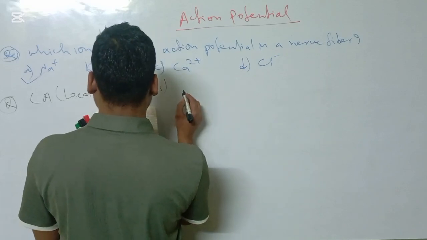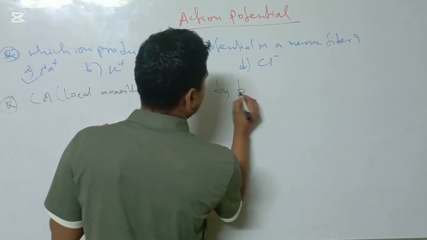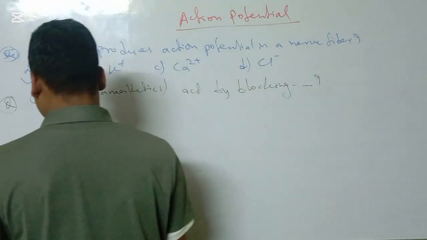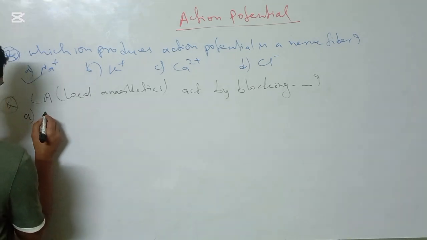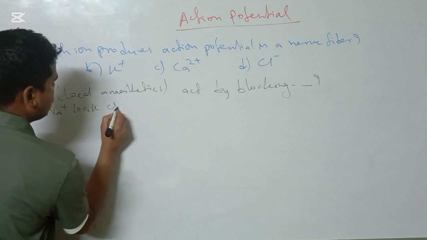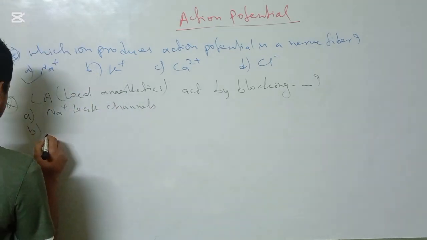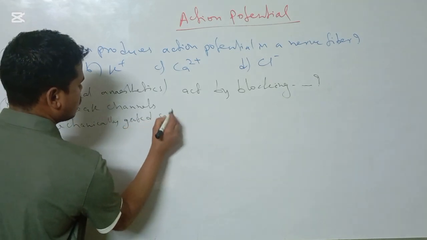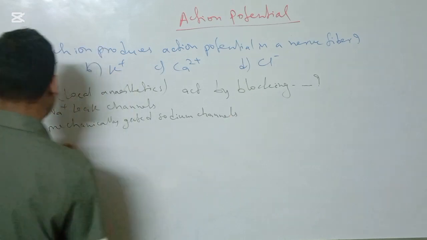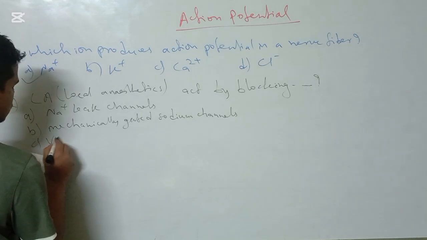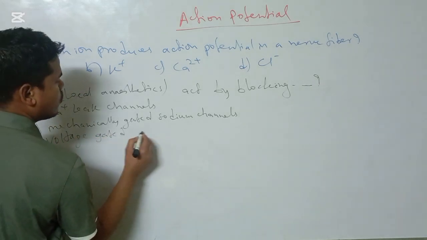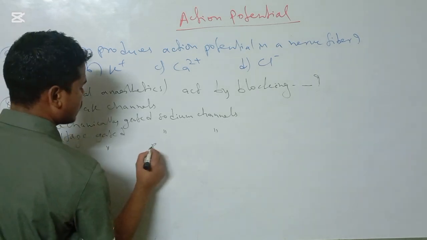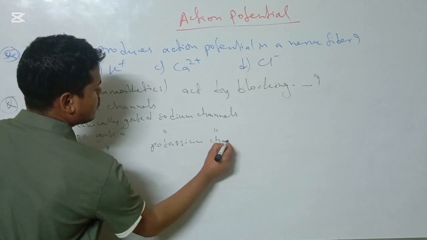Local anesthetics act by blocking. Options are: A, sodium leak channels; B, mechanically gated sodium channels; C will be voltage gated sodium channels; D is voltage gated potassium channels.